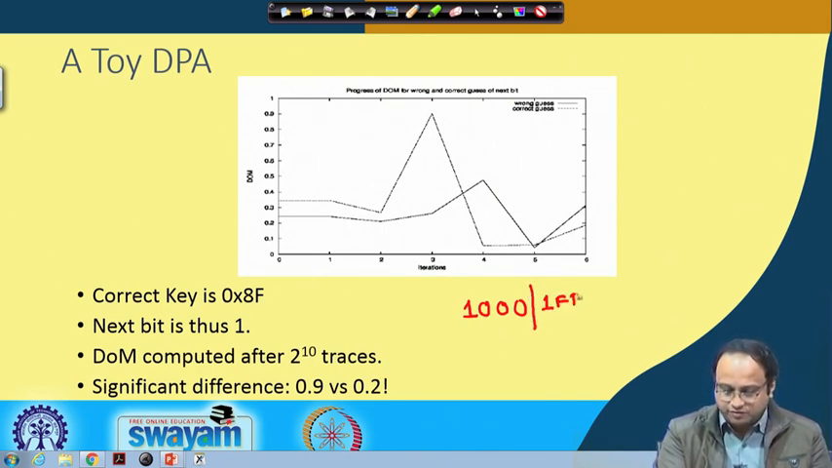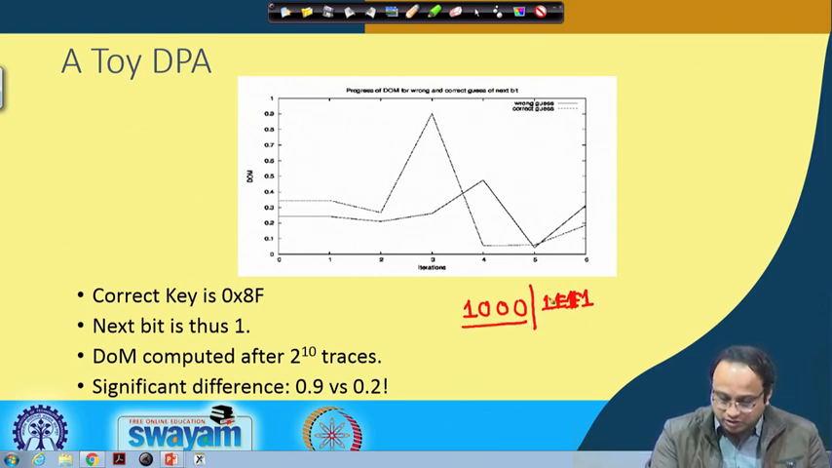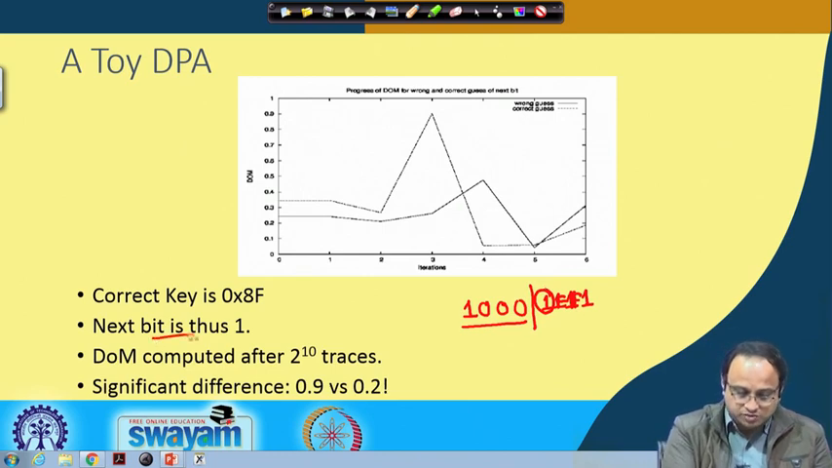So therefore, I have got f. So basically I have got 1 1 1. So that is 4 ones. Okay. So therefore, what I know till this point, the attacker does not know this. So the attacker wants to know this. So therefore, the correct next bit is 1.